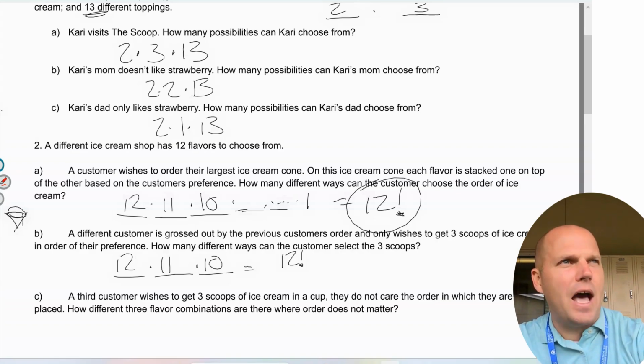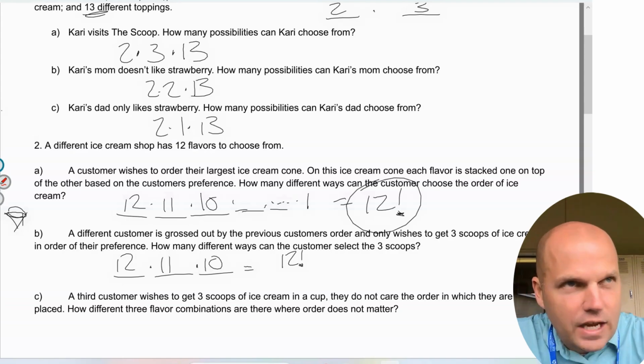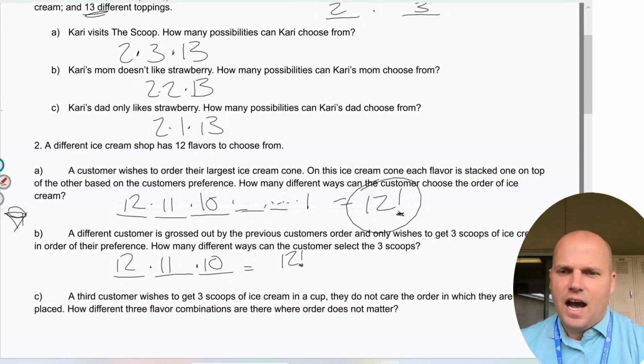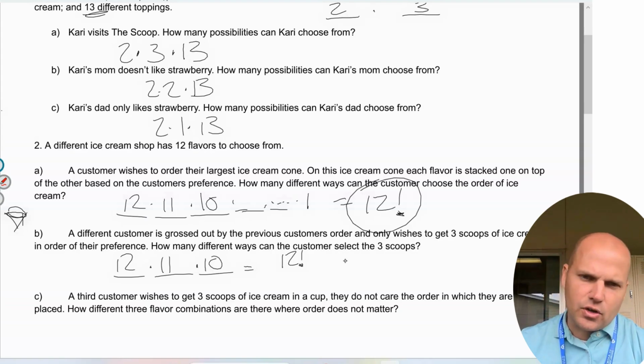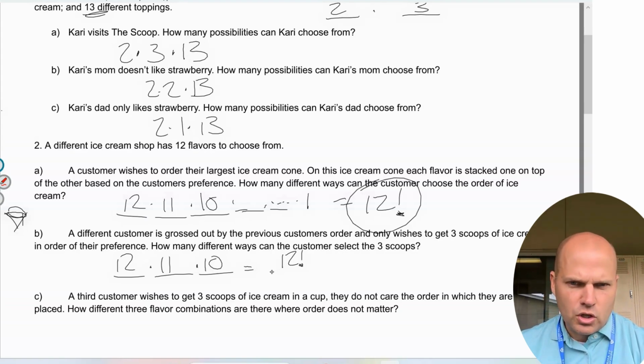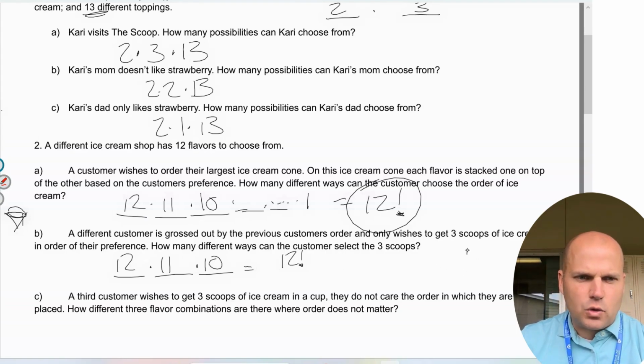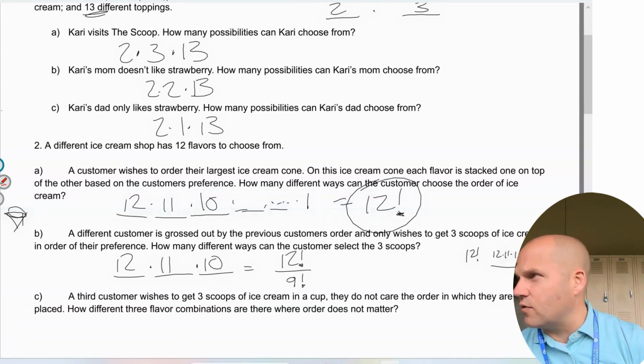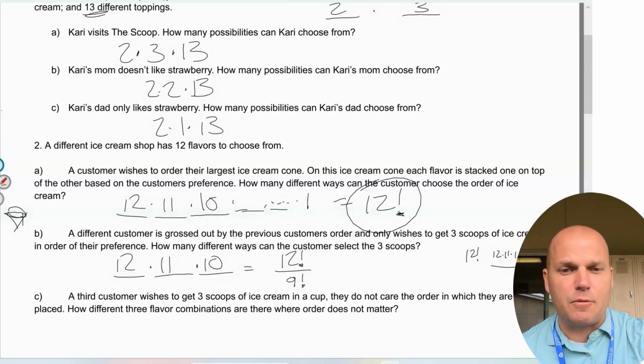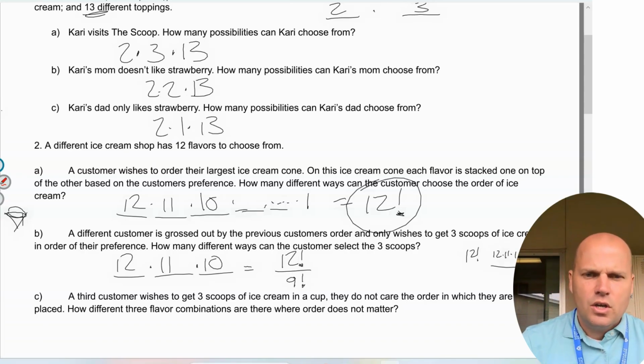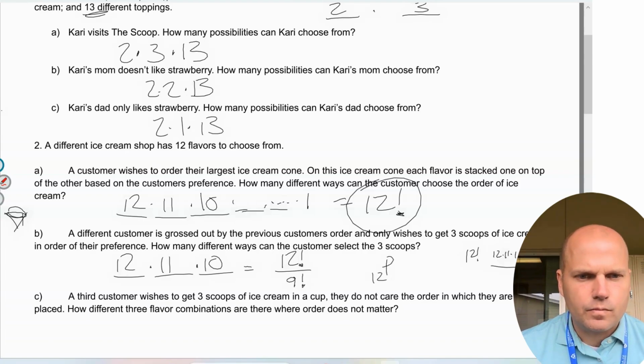So I'm not going to use 9 of the flavors, right? That's the idea. I just have 12, 11, 10, and then the other 9 flavors I'm not going to choose. So think about 12 factorial. 12 factorial is 12 times 11 times 10 times 9 times 8 all the way down. But I don't want the 9 and the 8 and the 7. So I will not use 9 of those flavors. I'm going to divide by 9 factorial. This is called a permutation.